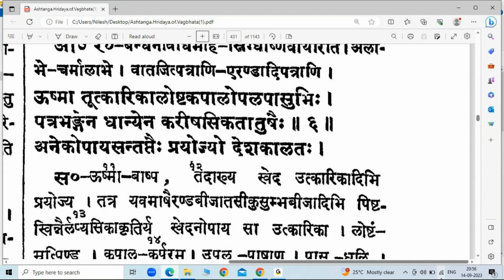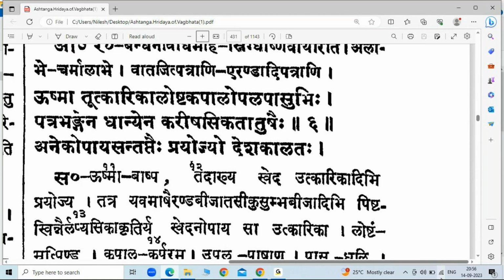So what are the materials which are heated? Utkarika, Loshtam, Kapalam, Upalam, Pamsu, then Patrabhangam, Dhanyam, Karisham, Sikada, Tusham. So a big list of materials. The Vaidyan is free enough to make the best choice out of this big list. Utkarika.